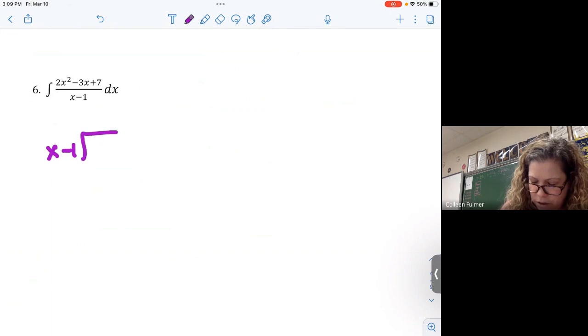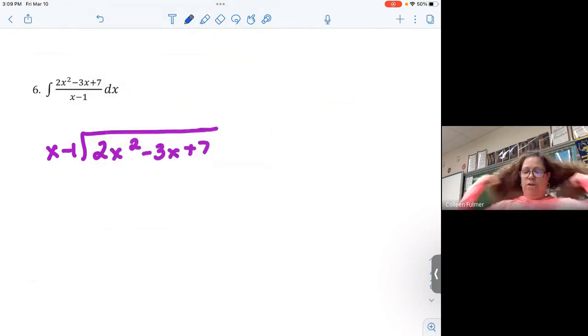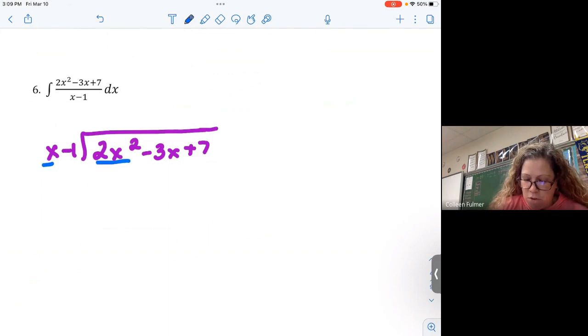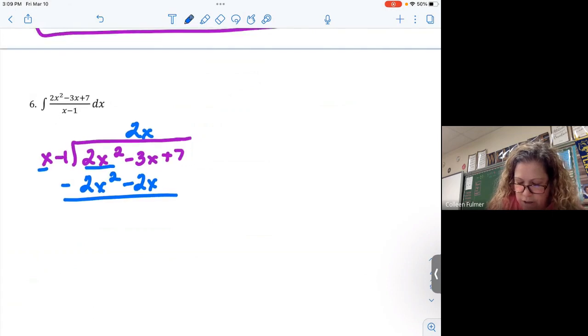X minus 1 into 2x squared minus 3x plus 7. I'm going to do this long division a little bit faster. So x goes into 2x squared, 2x times. 2x times x is 2x squared. 2x times negative 1 is negative 2x. I'm going to subtract. 2x squared minus 2x squared is 0. Negative 3x minus a negative 2x is negative 1x. And I'm going to bring down the plus 7.